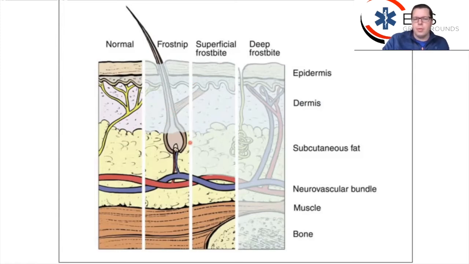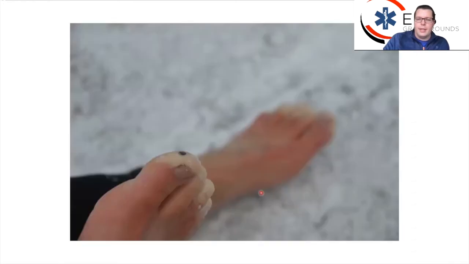But as you go deeper and deeper down, as you freeze deeper tissues with more exposure, you can get down into the neurovascular bundles. You can get down into muscle and bone and talk about real tissue loss at the end of the day.